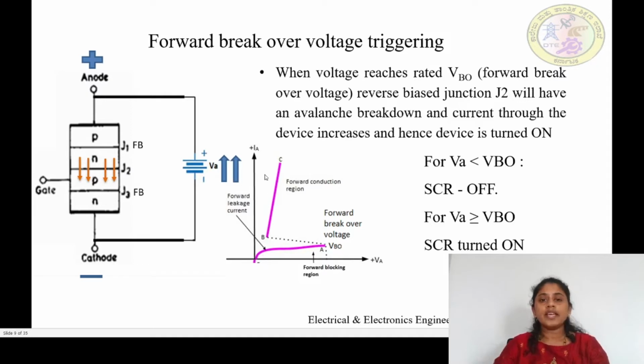Here you can see the forward bias characteristics of SCR. Here x-axis shows the anode cathode voltage and y-axis shows the anode current. From 0 to VBO, the device is said to be in the forward blocking region because only a small amount of leakage current will be flowing. Why only a small amount of current will be flowing is because of the reverse bias junction and because of the depletion region across the junction J2.